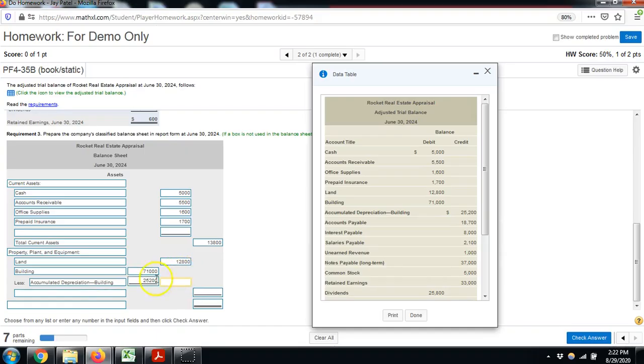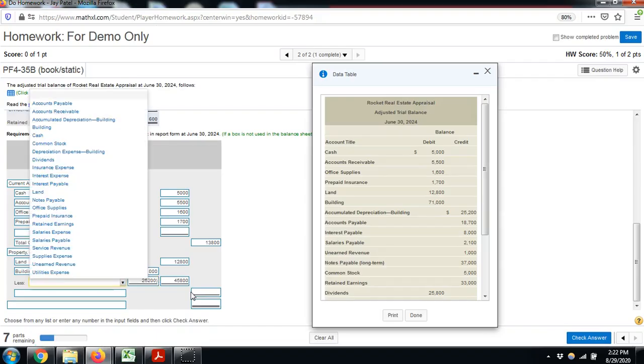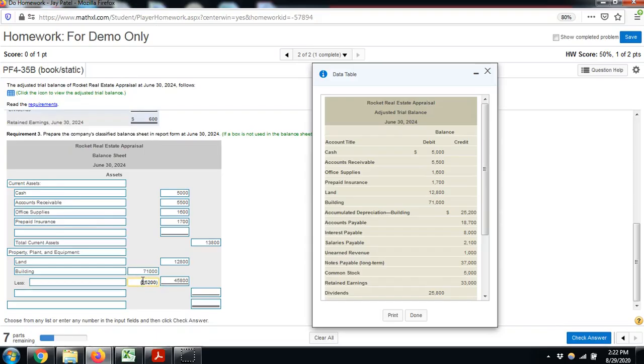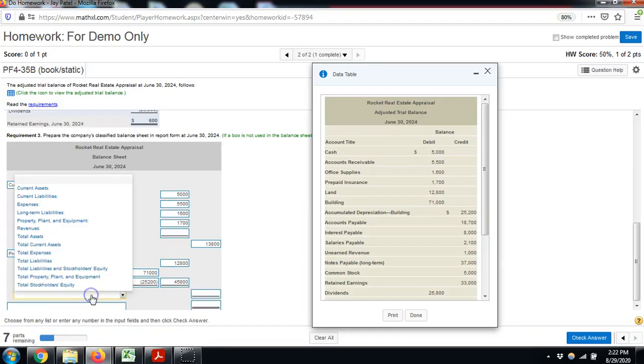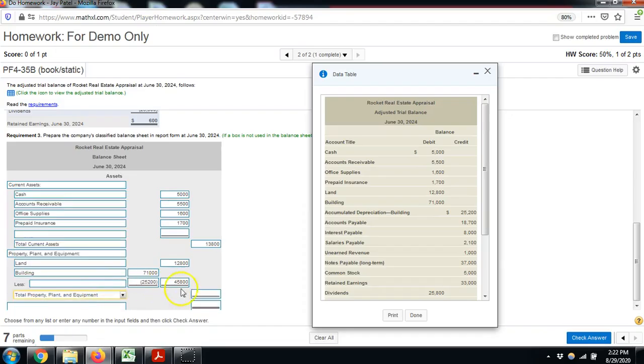So then when we subtract these two, 35,800, and this is almost correct, but we may have to make sure that we put these parentheses to indicate that this is a subtraction. So then we have total property, plant, and equipment.